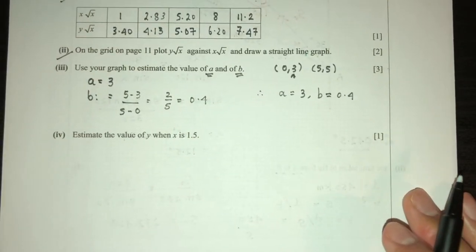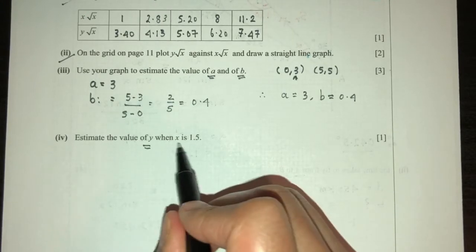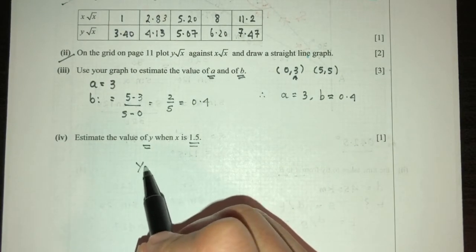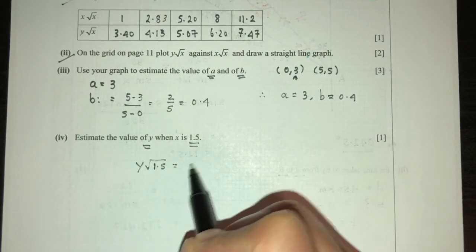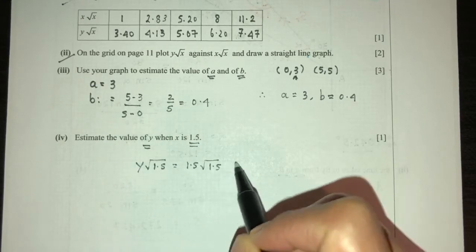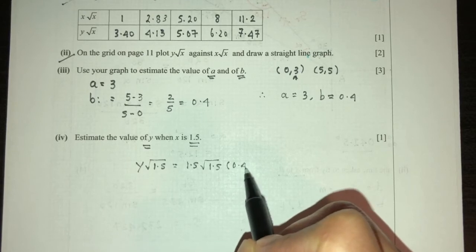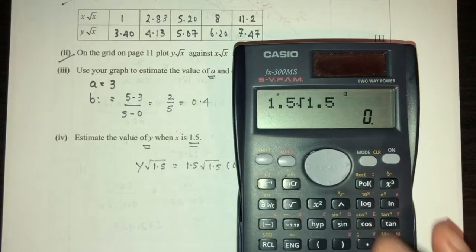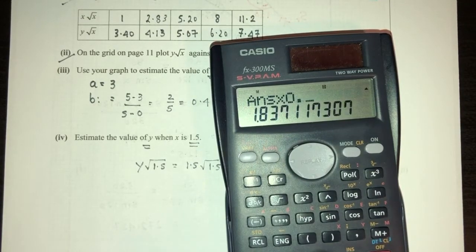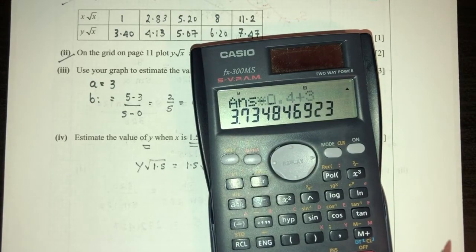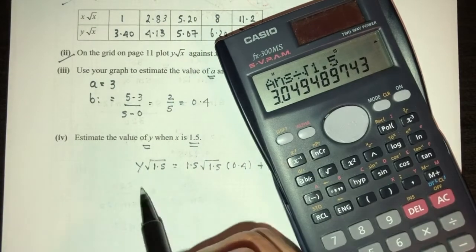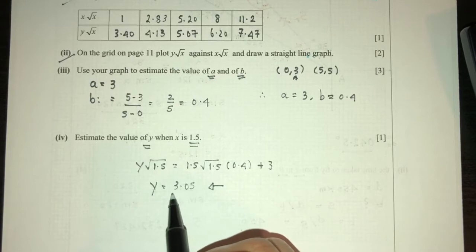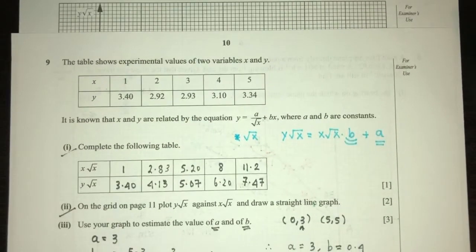Now for part 4, we have estimate the value of y when x is this value. So going back to your equation, we have y root of x, x is 1.5, equal to 1.5 root of 1.5, b, the value of b is 0.4 plus 3. So you have 1.5 root of 1.5 times 0.4 plus 3 divided by root of 1.5. So y will be 3.05. This is my estimation for the value of y. And that is your question number 9.